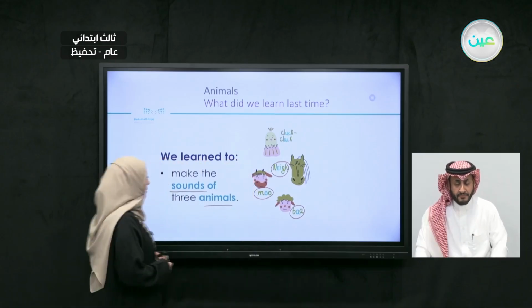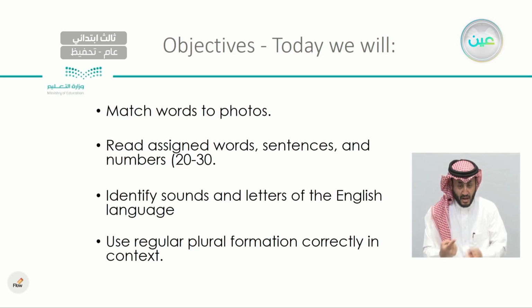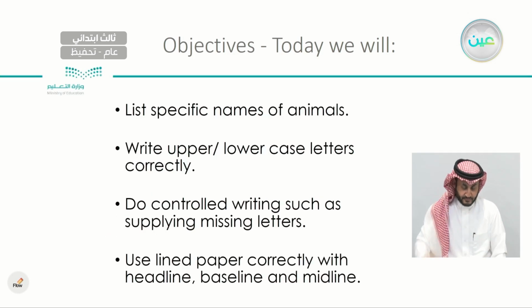Let's read them together. For today's lesson, we are going to match words to photos. We will read assigned words and numbers 20 to 30. We will identify sounds and letters of the English language. We will use regular plural formation correctly in context. We will list specific names of animals. We will continue writing uppercase and lowercase letters correctly. We will do controlled writing, such as supplying missing letters. We will use lined paper correctly with headline, baseline, and midline.